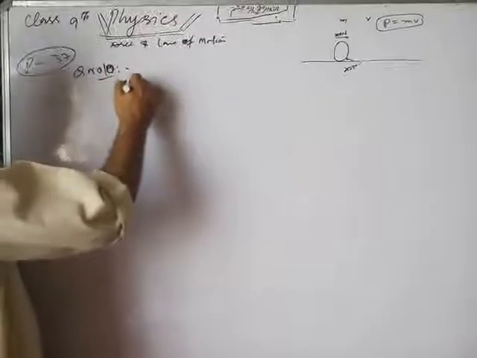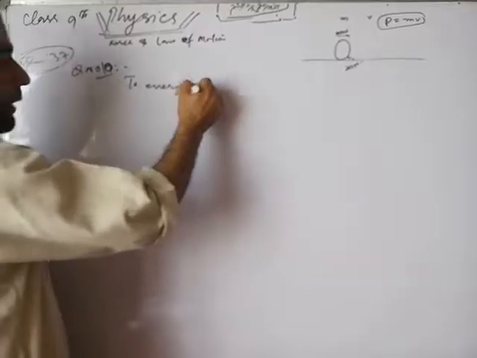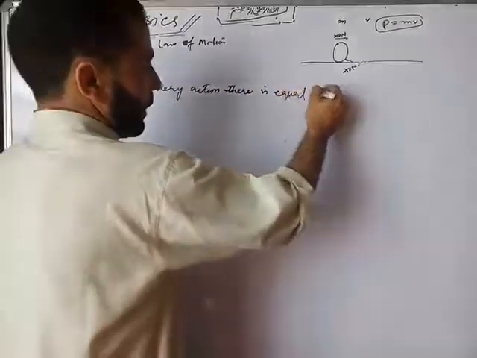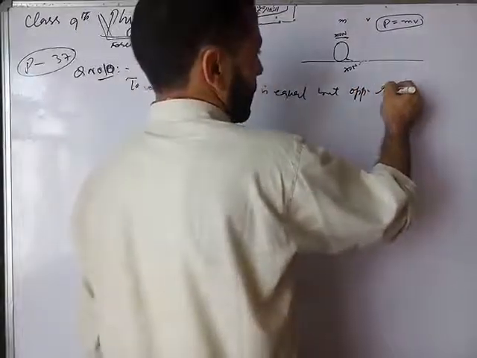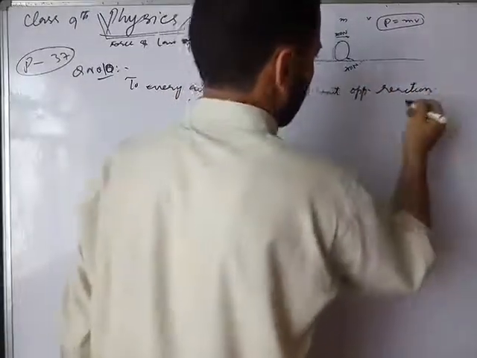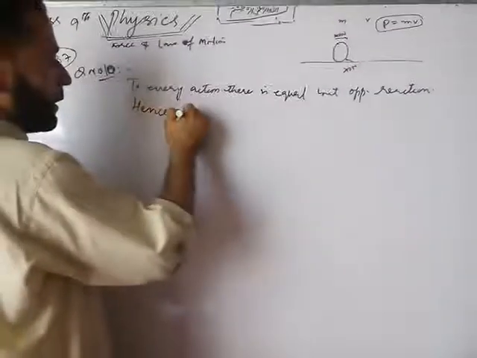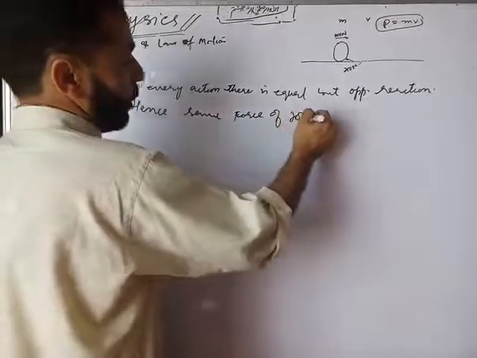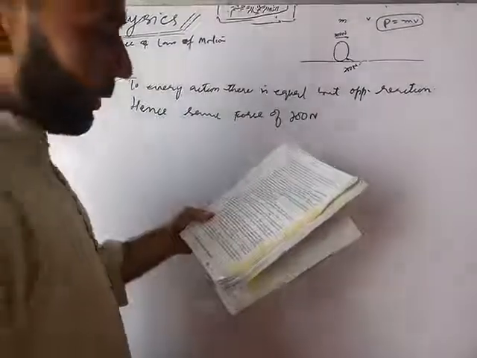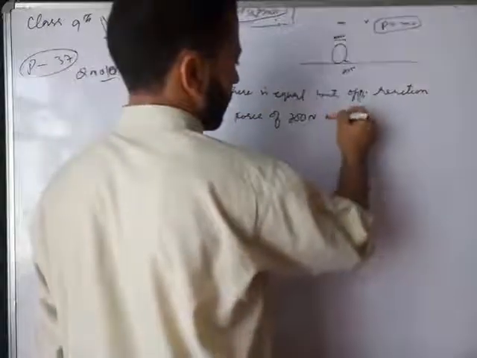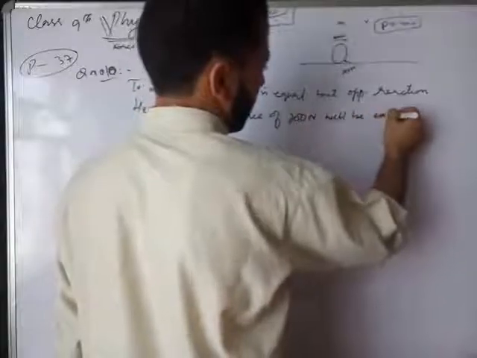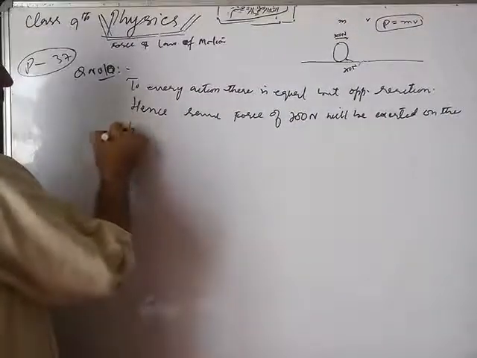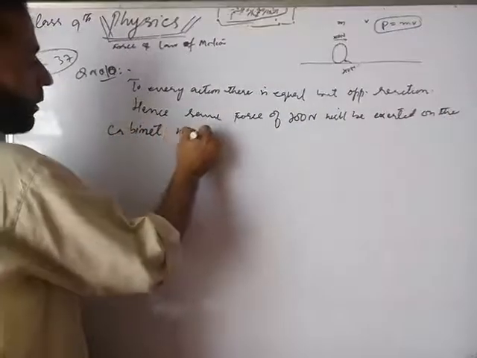हम इसको ऐसे लिखते हैं, to every action there is equal but opposite reaction. Hence, same force of 200 Newton will be exerted on the cabinet in opposite direction.